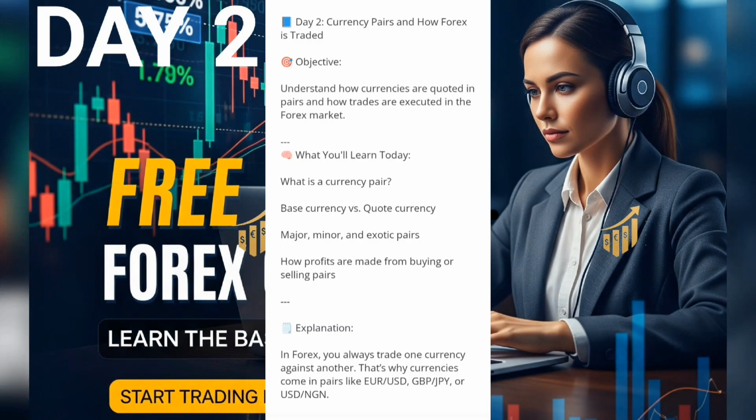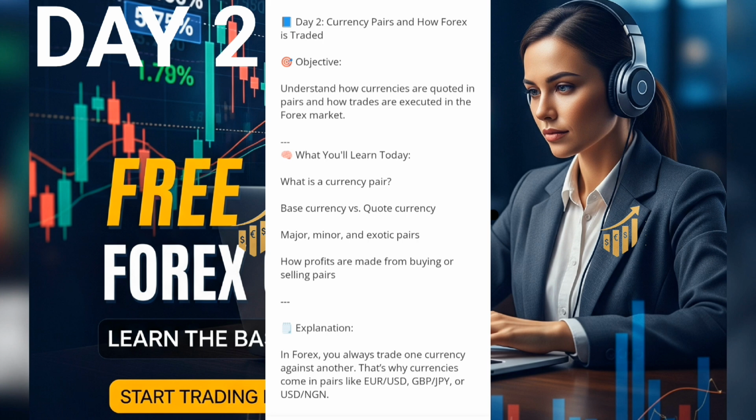Day 2: Currency pairs and how Forex is traded. Objective: understand how currencies are quoted in pairs and how trades are executed in the Forex market.